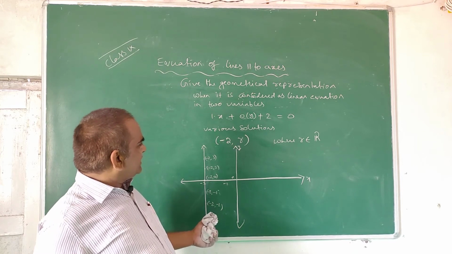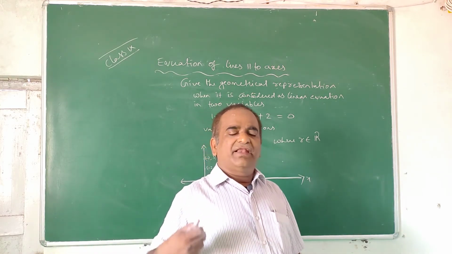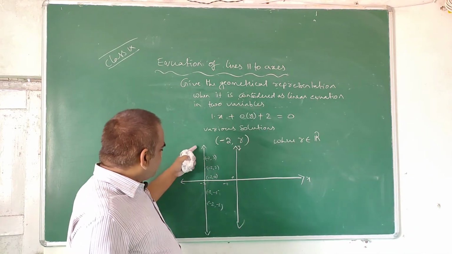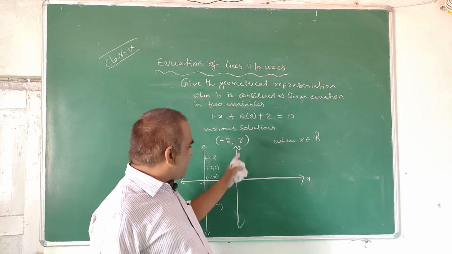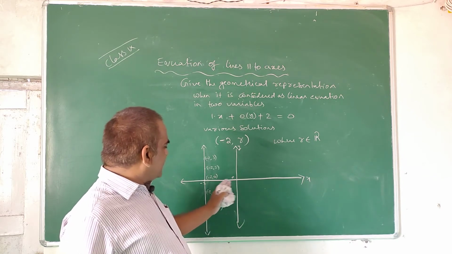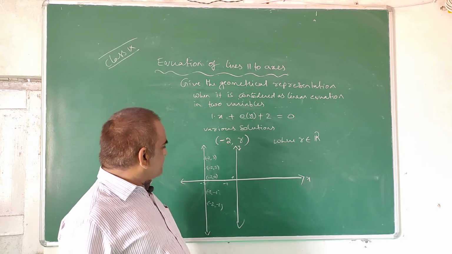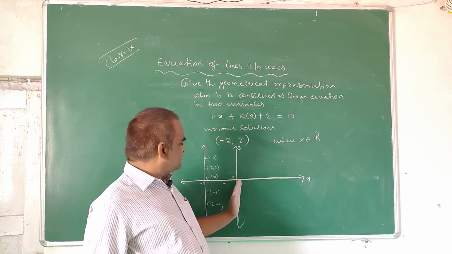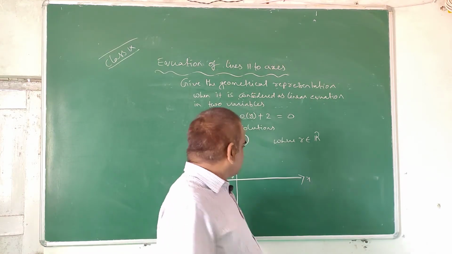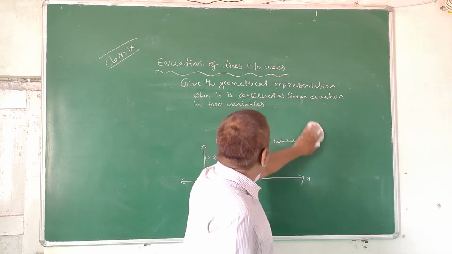So the geometrical representation of the linear equation x plus 2 is equal to 0, when it is treated as a linear equation in two variables, is a vertical line. Vertical line means parallel to the y-axis. So it is a line parallel to the y-axis and -2 units away from the y-axis, or you can say it is 2 units left side of the y-axis, makes no difference. Did you understand? Now another question I am taking.